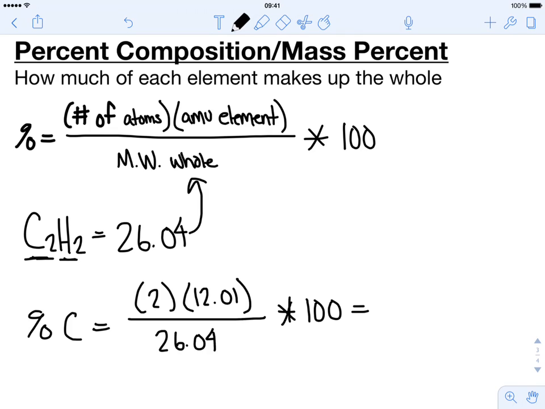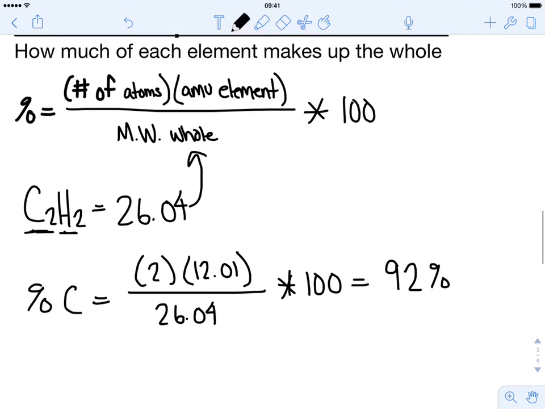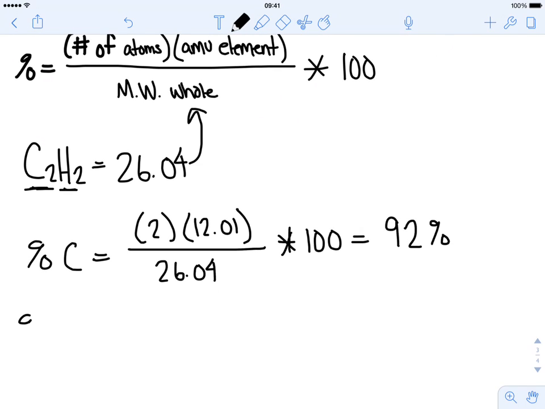And now we're going to divide this number by the weight of the entire ethane molecule, which is 26.04. And we're going to times this number by 100% because remember we're figuring out a percentage. So if you punch that into your calculator, you should come up with 92%. So now what that's telling us is that 92% of this ethane molecule is actually carbon.